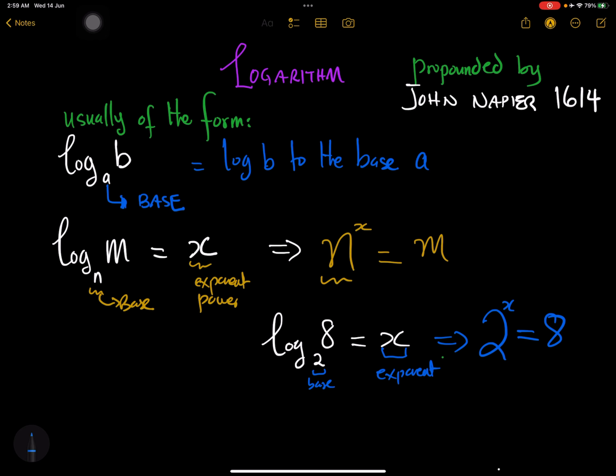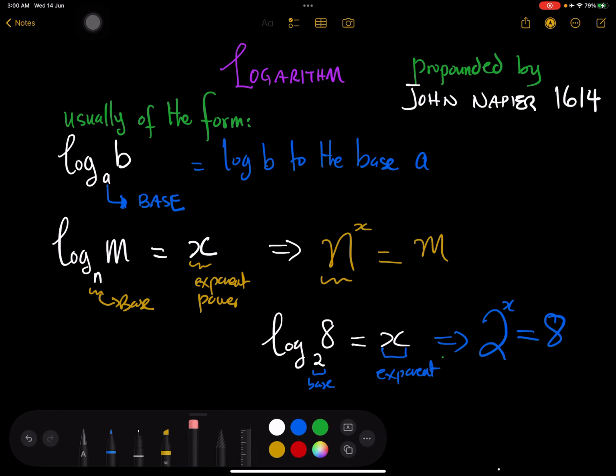So far, we know that logarithm was propounded by a man named John Napier in the year 1614. And we said that logarithms are written in the form log b to the base a. The a there is the base. And usually, if there's an equal to sign there, the result is the exponent or the power.